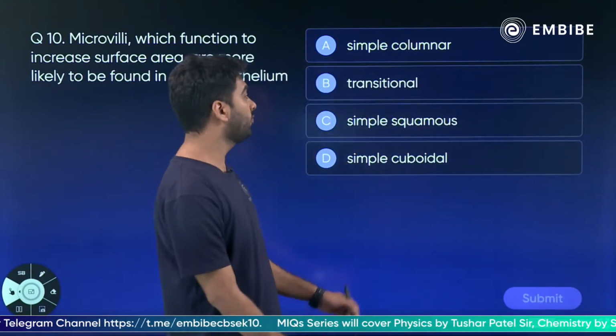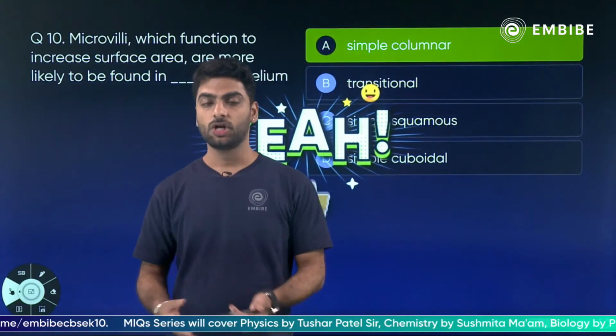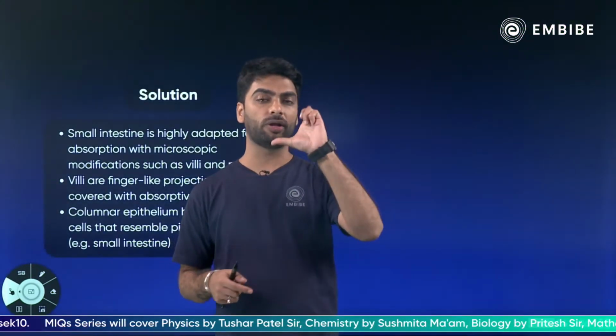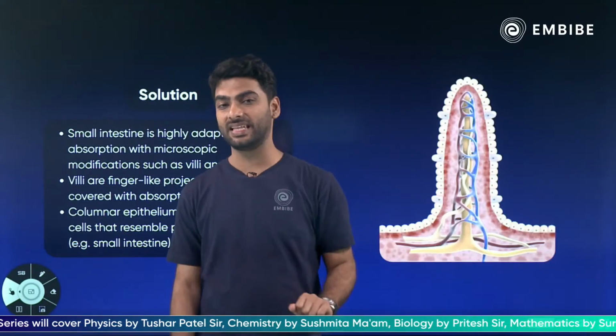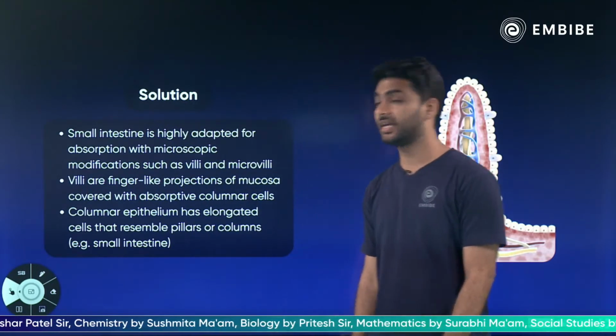Chalo, time is up. Going with the majority of simple columnar. That is absolutely correct. So cuboidal will not be here, but columnar will be, because they are long with cilia. So that is why it is columnar. Okay? That's great, Manish.